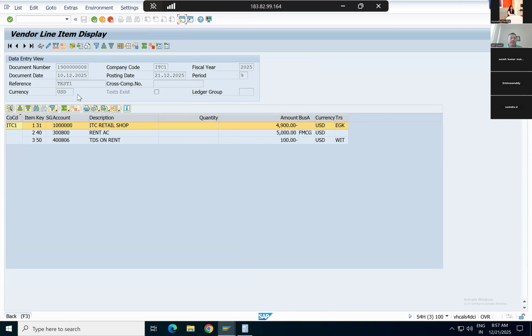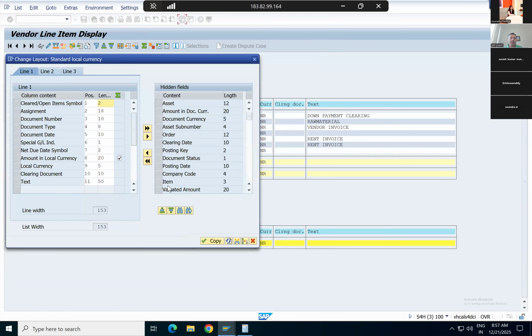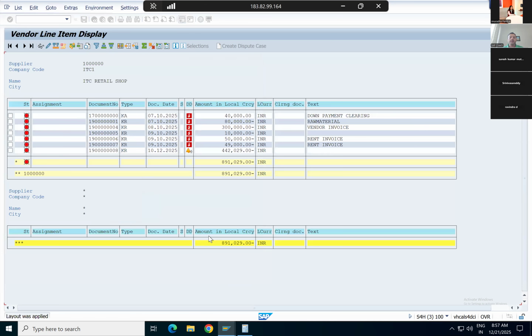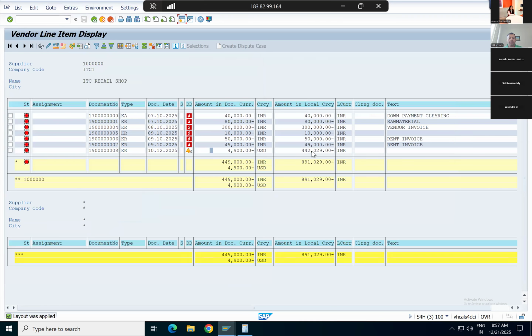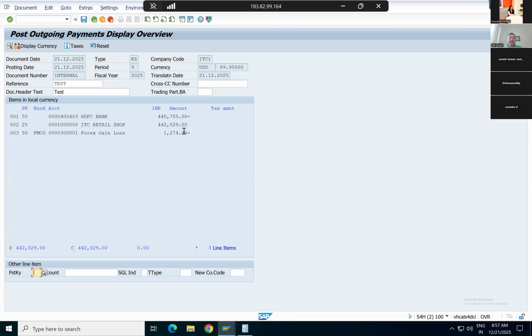Now I'll also go here and show you. See, right now it is coming as an open item. You can see this is the vendor account. I can bring this column of amount in document currency also in my FBL1N report. So here I'll bring it. You will see here $4,900. It is an open item. Now I am doing the clearing. So this is my realized exchange gain. So I'm going to post this entry.